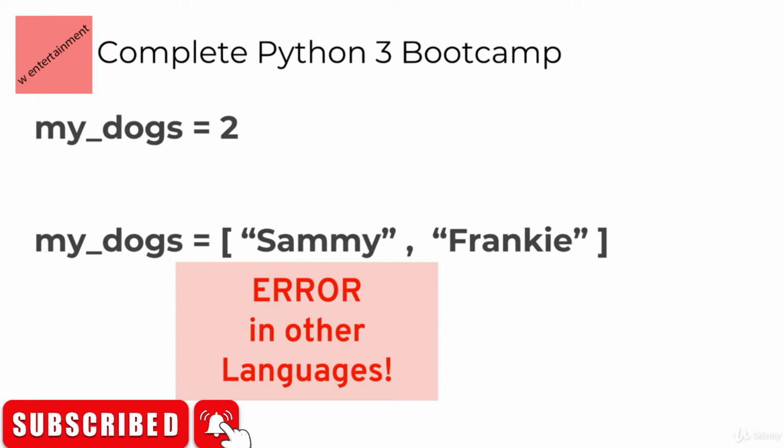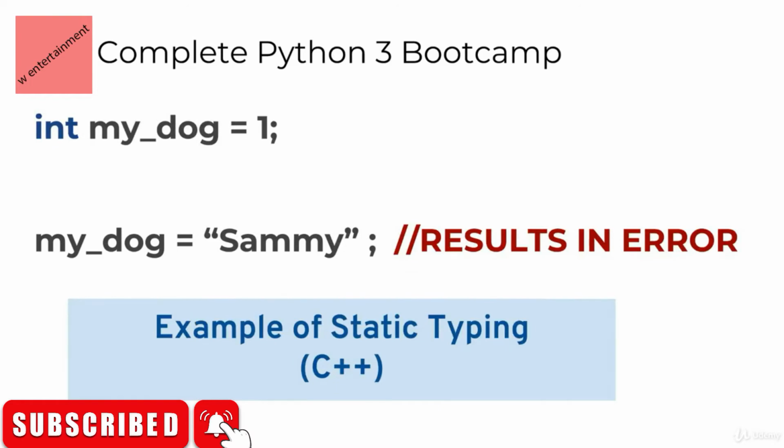And that's because these other languages are statically typed. Meaning, in the other language, such as C++, you'd have to say int for integer, and then say my dog is equal to whatever integer value you want, such as 1. And then later on in your code, you would not be able to assign it a different data type. You would not be able to say my dog is equal to Sammy because that's no longer an integer, and that would result in an error.